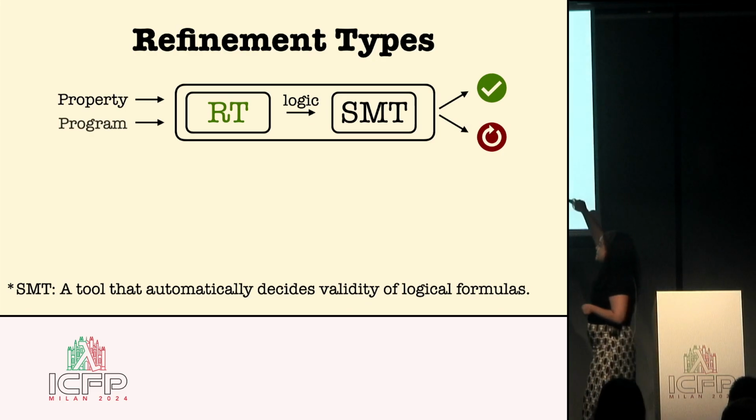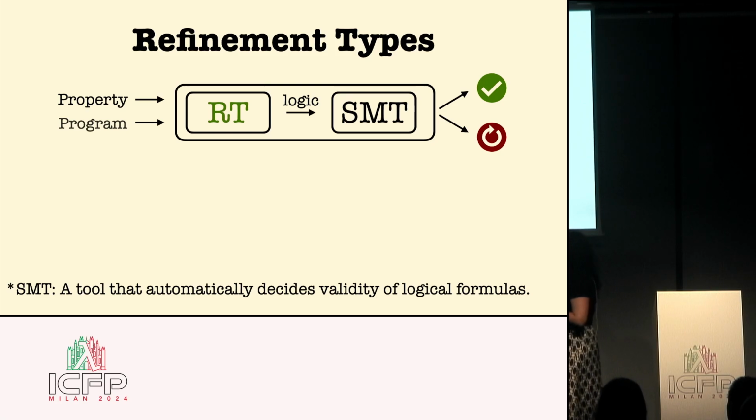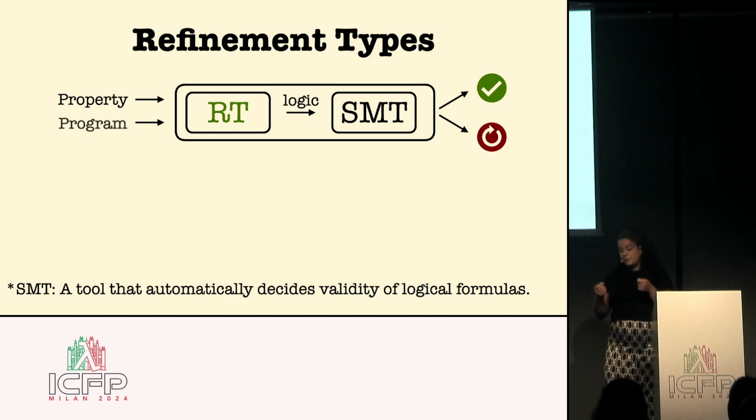So a refinement type checker is this box that takes as input a program and a property. And it has a set of inductive typing rules. These rules generate a logical condition that is valid when the program satisfies this property. And then this logical condition is fed into an SMT solver that decides its validity, right?